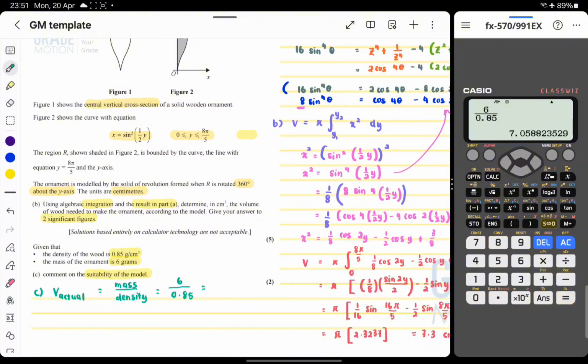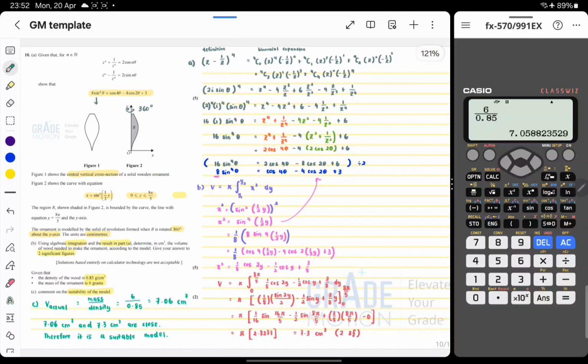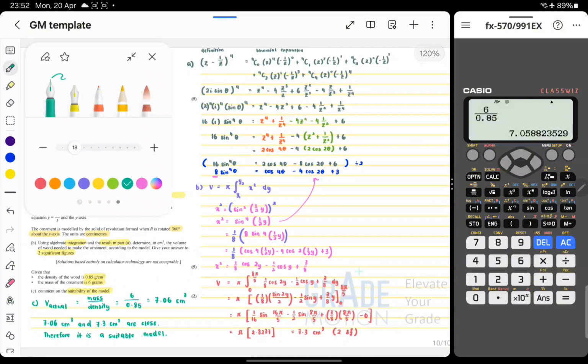So we will get 7.06 cm cubed. 7.06 cm cubed and 7.3 cm cubed are close. Therefore, it is a suitable model. That's it. We are done with this question.